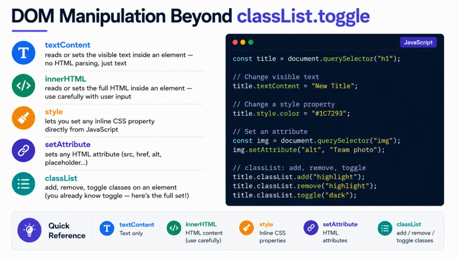And the full classList family goes beyond toggle. add and remove let you push a class in only one direction, for situations needing finer control than a toggle.